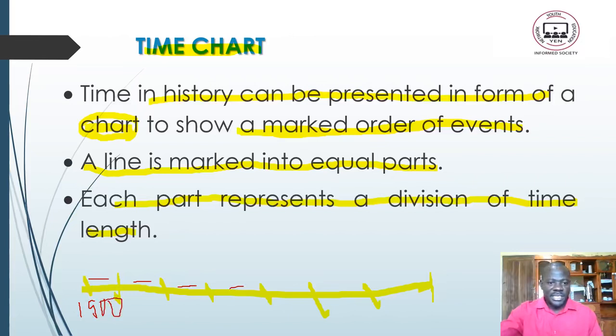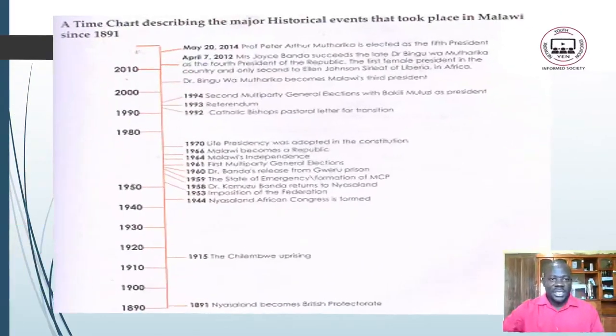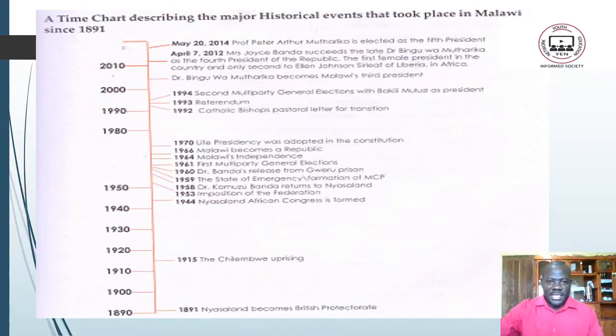So it means 1900 here, and this division represents 10. So here it means 1910, 1920, 1930, 1940, 1950, like that. This one that we have seen here is a time chart, because you draw a line and you demarcate it, and the demarcations represent a certain period of time. This is just an example of a time chart.